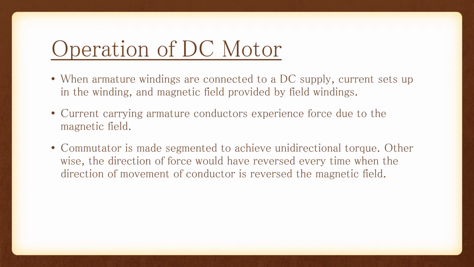Current carrying armature conductors experience force due to the magnetic field. The commutator is made segmented to achieve unidirectional torque. Otherwise, the direction of force would have reversed every time the direction of movement of the conductor is reversed in the magnetic field.